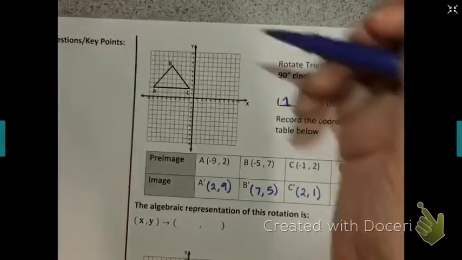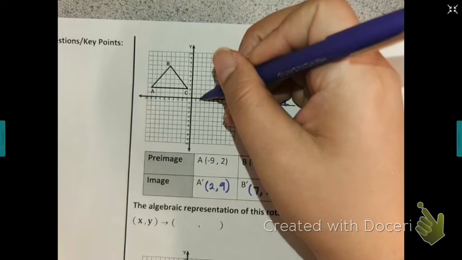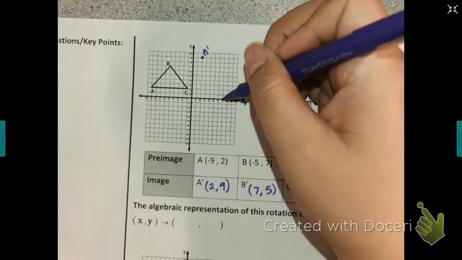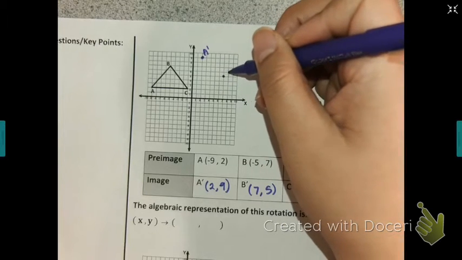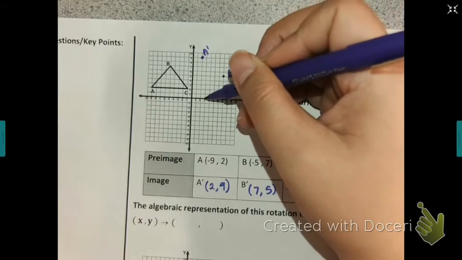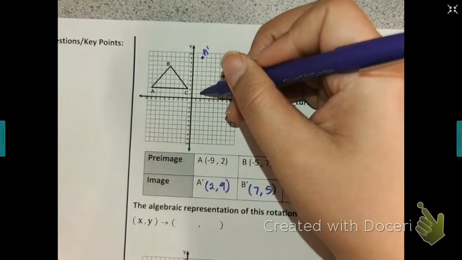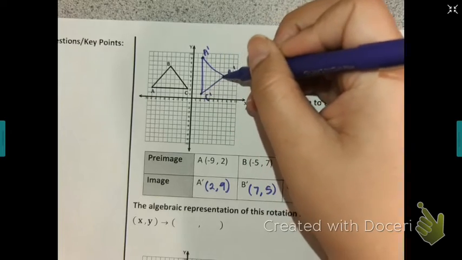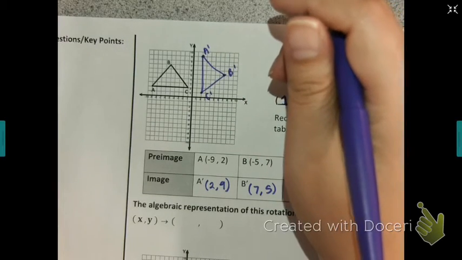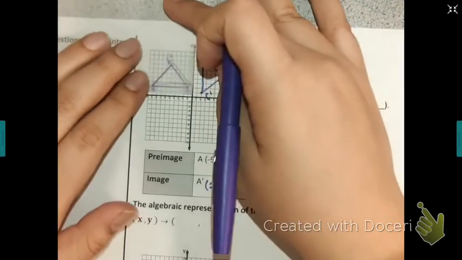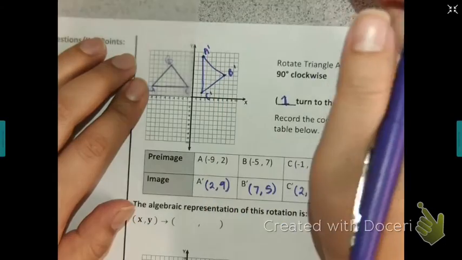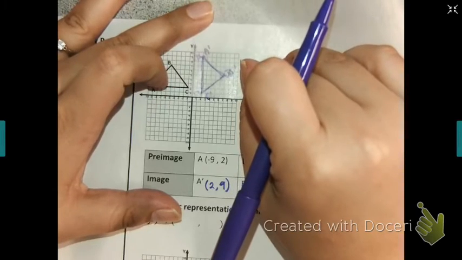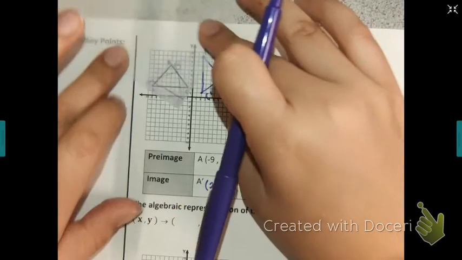Let's go ahead and plot these. We've got A prime is (2, 9), so right here, that's A prime. (7, 5) is right here, that's going to be your B prime. And C prime will be (2, 1). And that looks like what we put on our patty paper. If we had our parchment paper or wax paper and rotate it once clockwise, we get that.